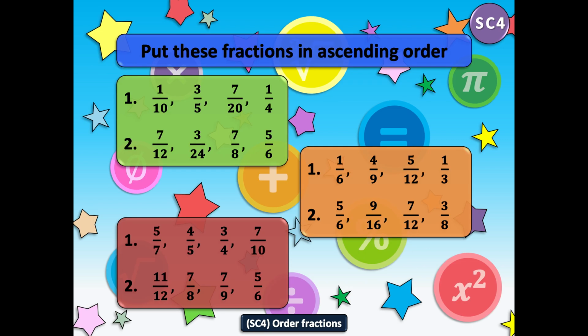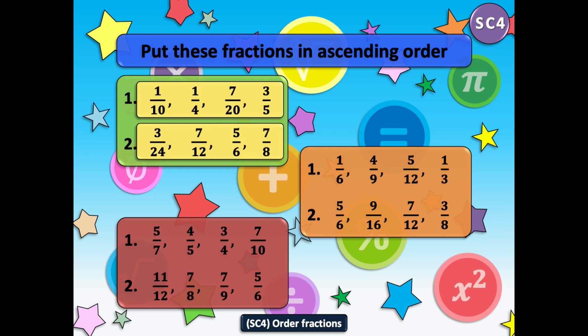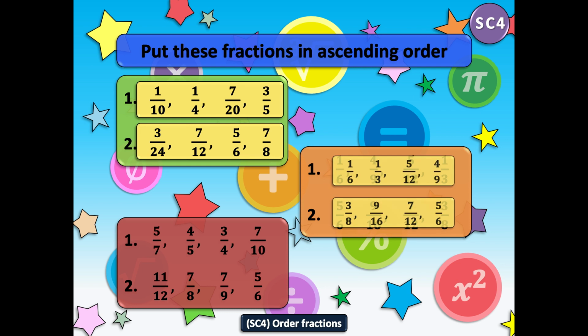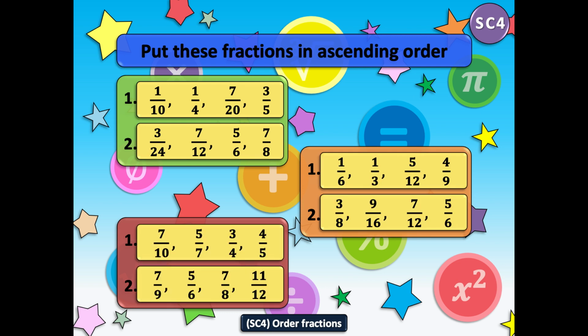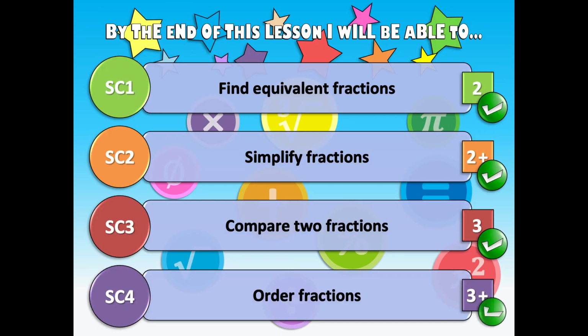Here's some questions for you to have a go at. Pause the video, and when you're ready to mark your work, press play. Here are your answers. So there's your green answers, there's your amber answers, and there's your red answers. And now we've completed success criteria 4.